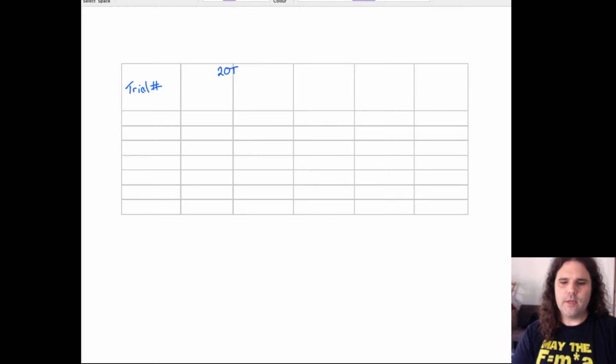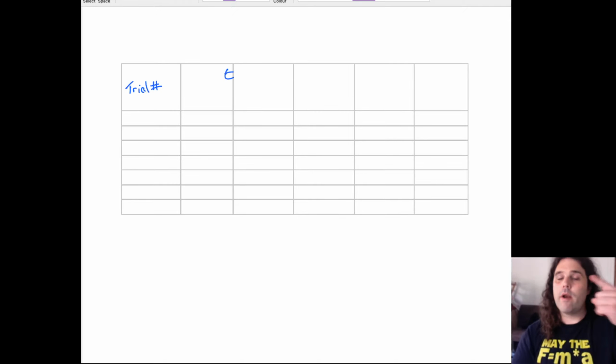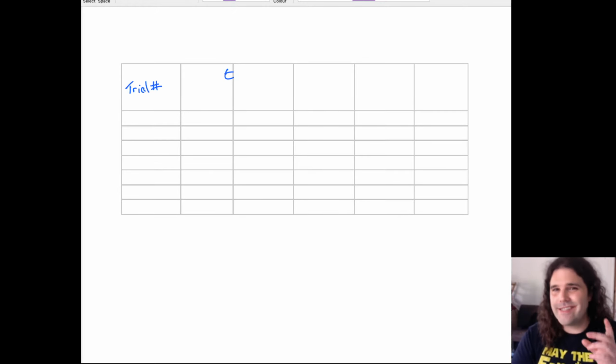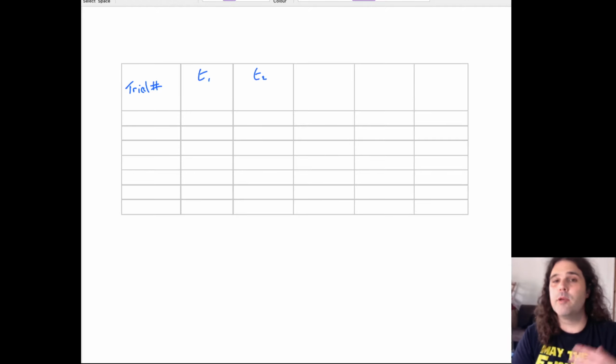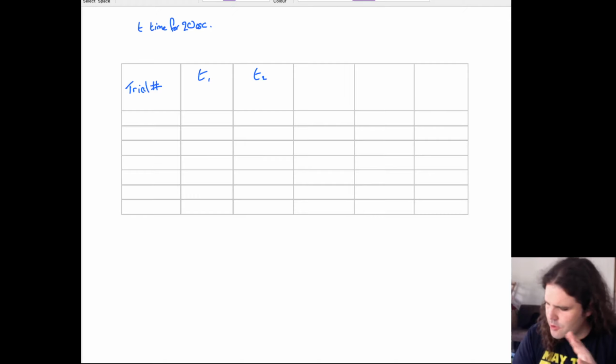something like 20t, 20 oscillations. Or you could just write t, whereas somewhere else you have defined what t is, as in t is the time for 20 oscillations. Lowercase t, because capital T is the period. So we could have, for example, T1, T2 for our 2 repeat readings. So t is time for 20 oscillations. Okay, so I'm just going to do headings first.